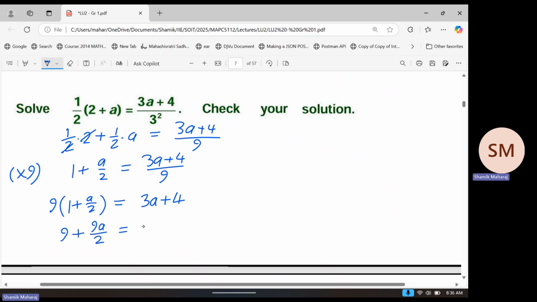The right-hand side, we have 3a plus 4. Let me just think for a second if this is fine. 9a over 2. Okay, looks fine to me. All right. Everyone with me so far? Okay. Again, some people might have just from here written this as (2 plus a) over 2, and then cross multiplied. That's perfectly valid as well.